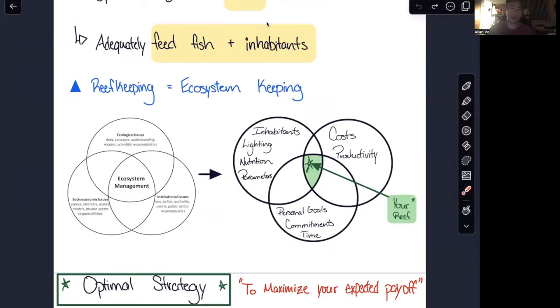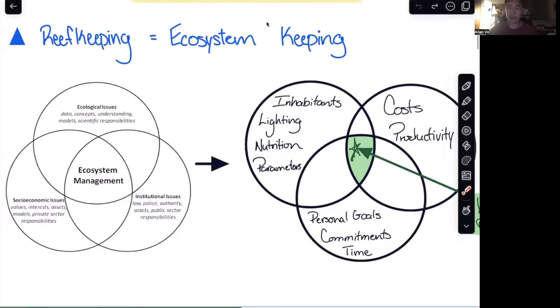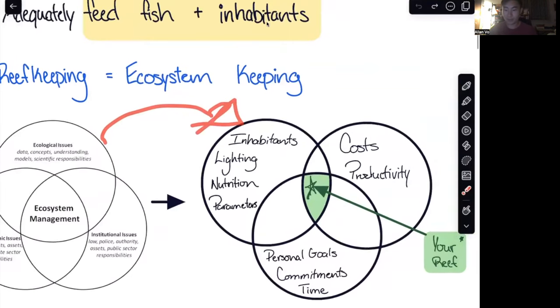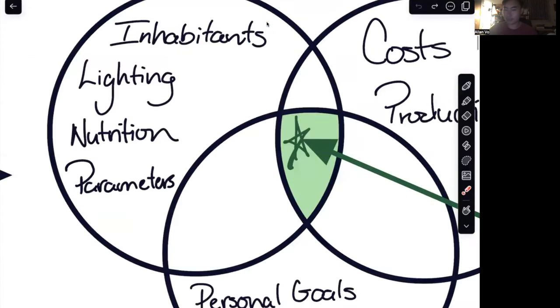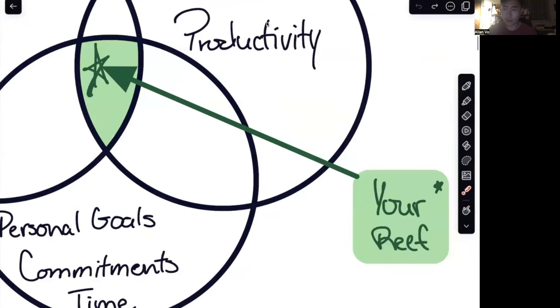Another parallel I wanted to draw was how reef keeping should really be approached as ecosystem keeping. And you can see how these Venn diagrams overlap, where in classical ecosystem management, we have to deal with ecological issues, socioeconomic issues, and institutional issues right here. And we can transpose these ideas over and realize that we can apply this to our own reef systems right here. And that all culminates in this centerpiece right here, which is your reef.